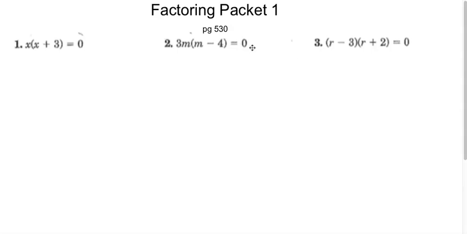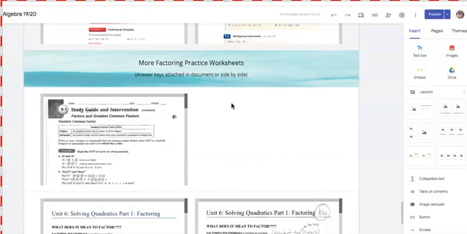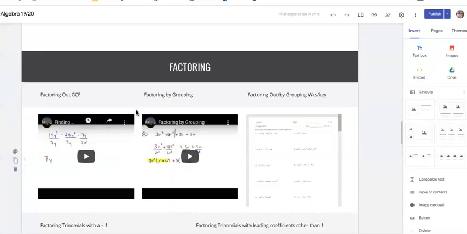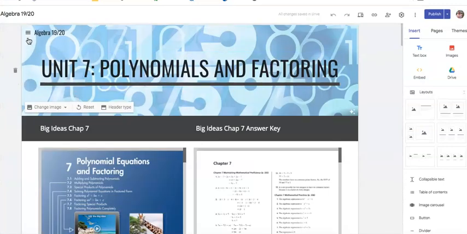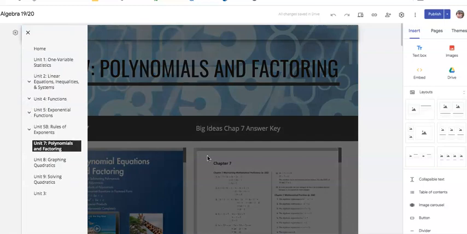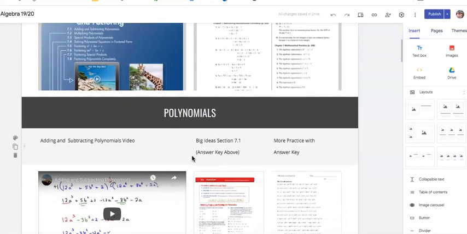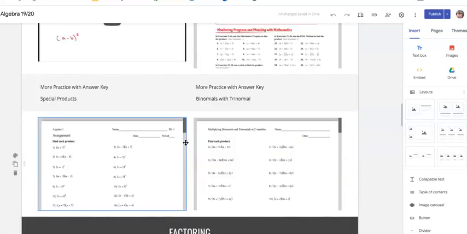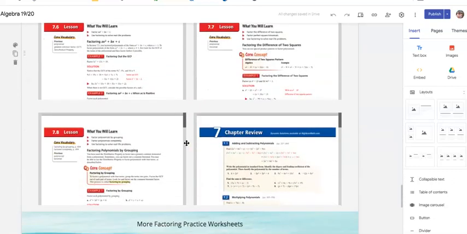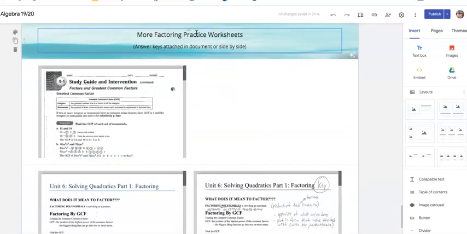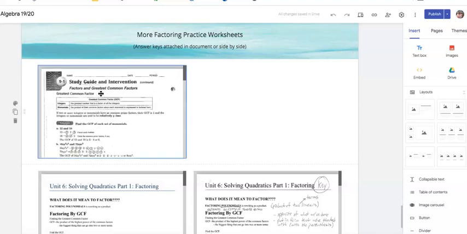I'm getting these problems from the factoring packet 1, which is on our website. You'll find it right here. On the polynomials tab, you have all the resources here. If you scroll down to the very bottom, I threw some extra worksheets on here. It says more factoring practice, and I'm looking at this one that has the 9.1 study guide and intervention. There are tons of factoring problems in here as well, aside from what's in the workbook.